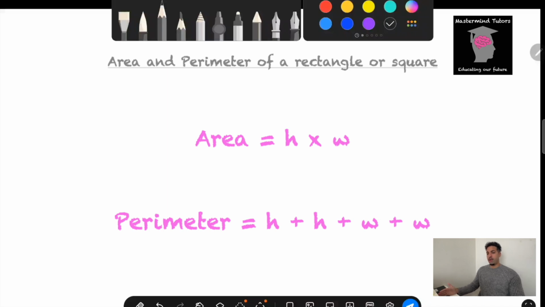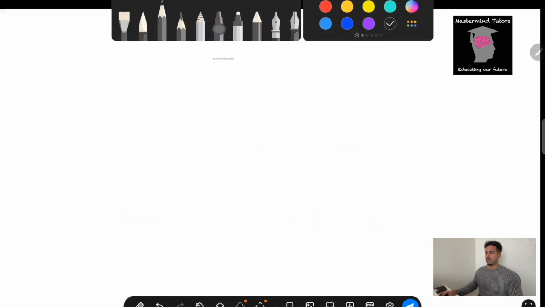To work out the area and perimeter of other shapes, you would use different formulas. For these, we'll be covering in future videos, so stay tuned. So now we'll be answering questions and putting the formulas into practice.